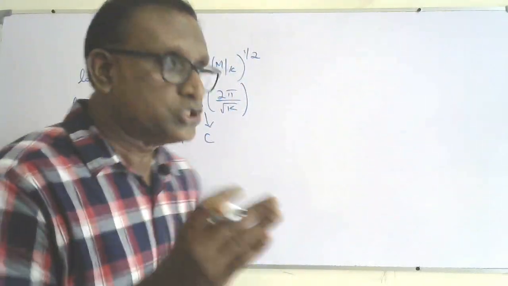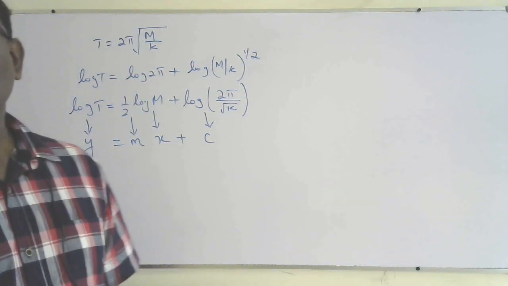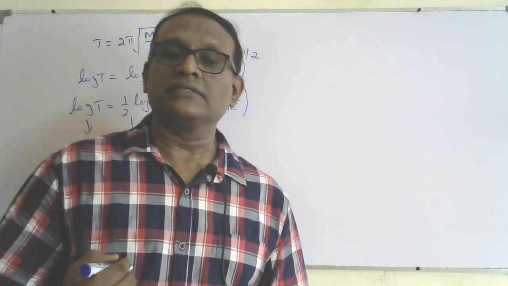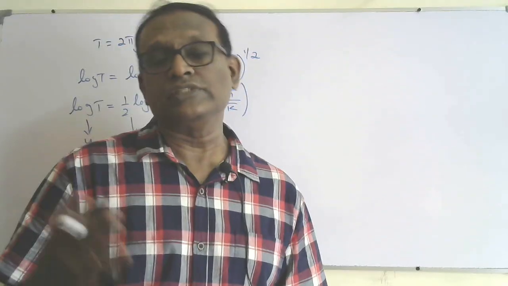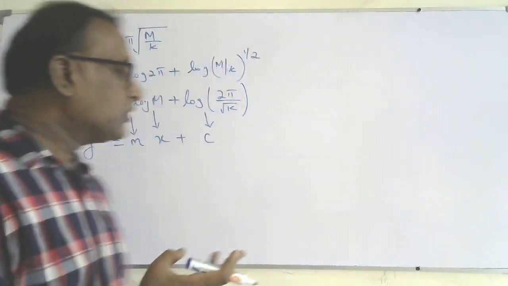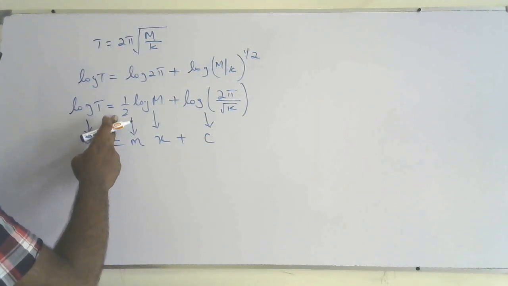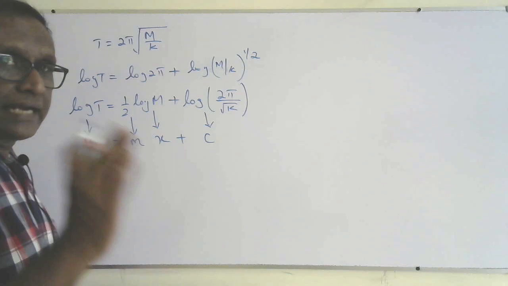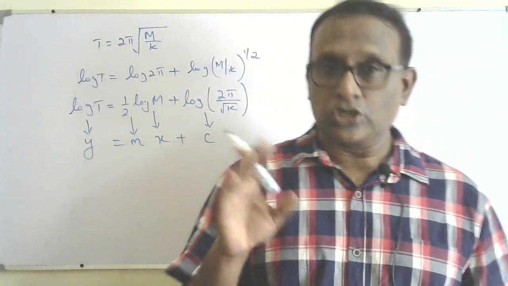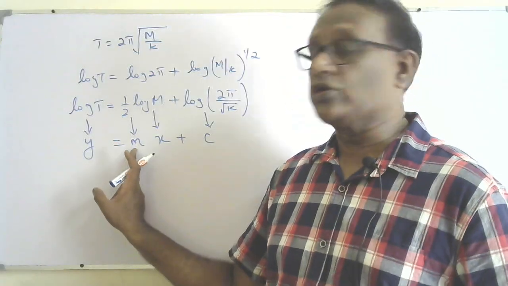That gradient should tally with this value. So find the gradient of your graph. After you plot the graph, you will get a gradient which is almost 0.51 or 0.52. Here also the gradient is half, which is 0.5, is it? So that means practically you are getting a gradient of 0.5. Theoretically also the gradient should be 0.5.